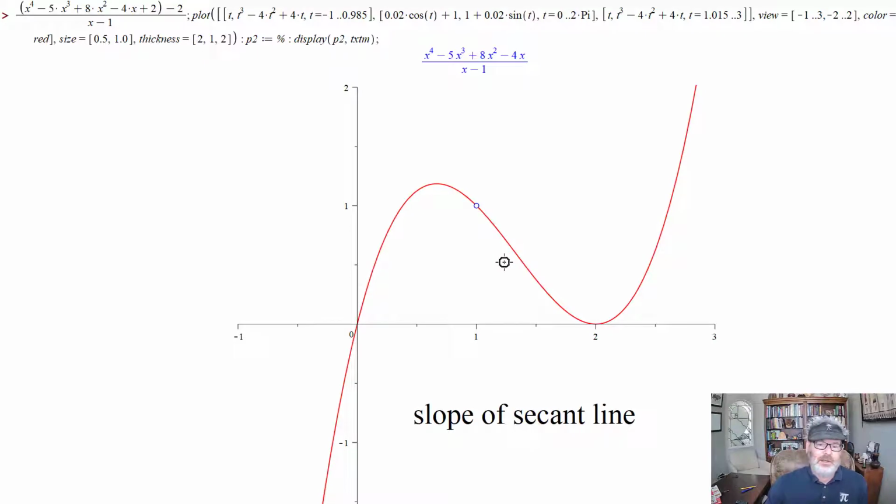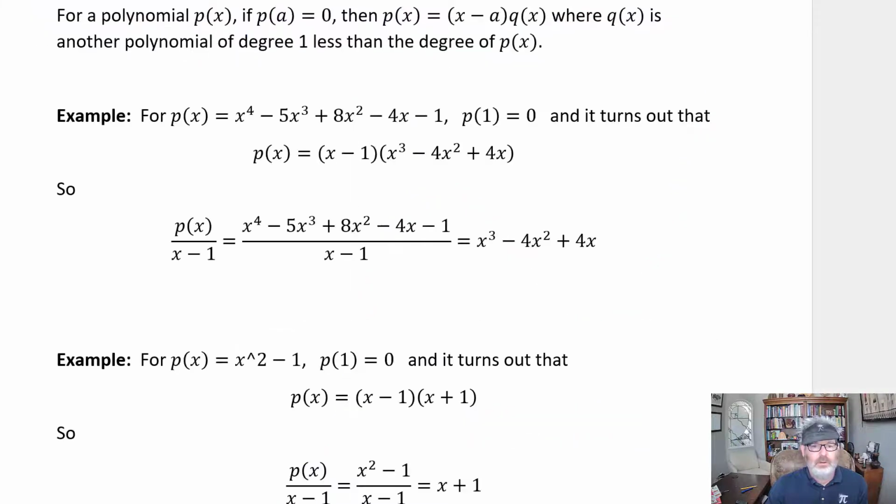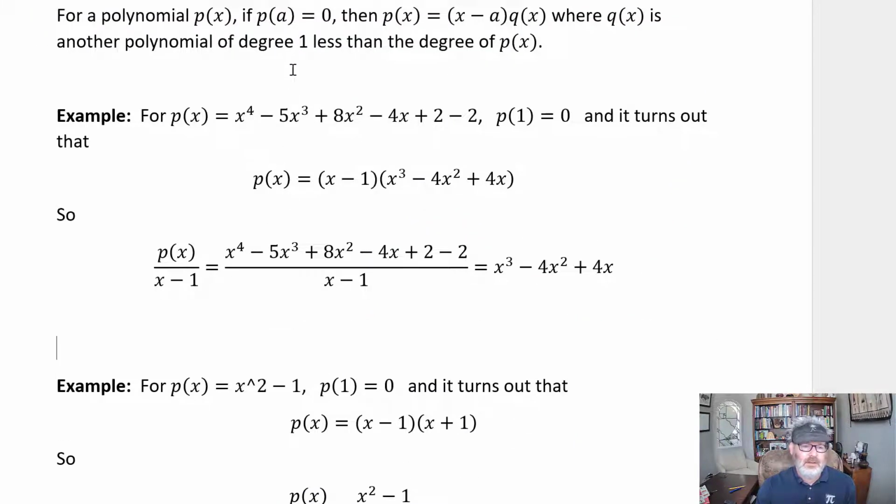But it does have a limit, and you can find it numerically. You can even find it algebraically. There's a nice known rule: if you plug a number into a polynomial and you get 0, then that number is a root of the polynomial. So the polynomial must factor as x minus the root times a new polynomial of degree 1 smaller than the original polynomial. In other words, so here's my polynomial.